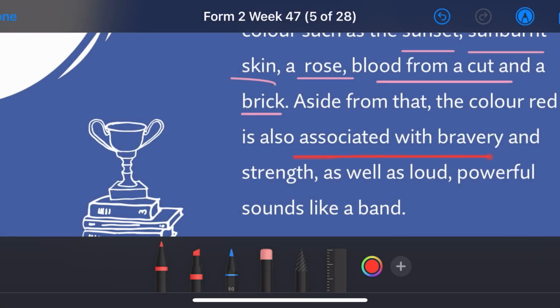Associated with bravery and strength. Okay, these are some features that human has. Okay, keberanian dan kekuatan. Selain daripada tu, dia juga kaitkan dengan powerful sounds, bunyi-bunyi yang kuat ataupun strong ataupun powerful, like berkuasa, you know.